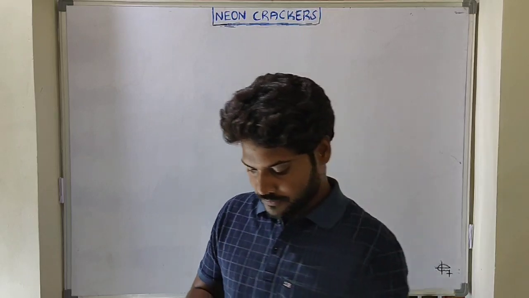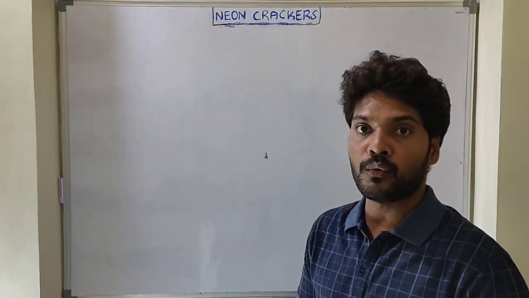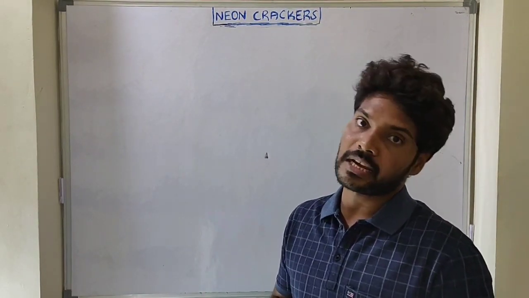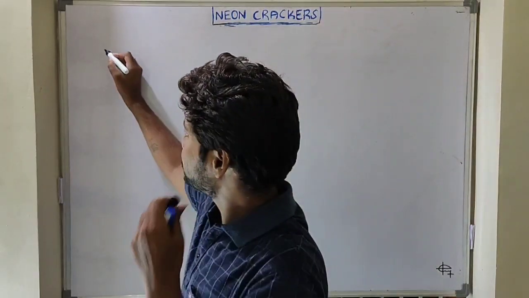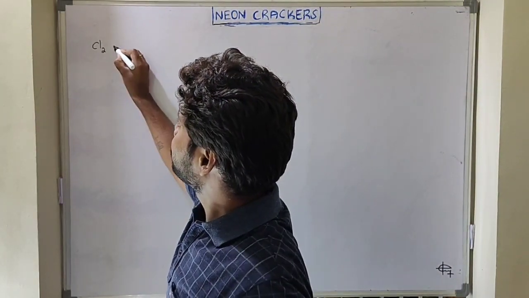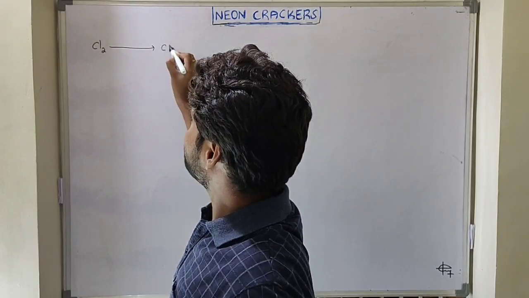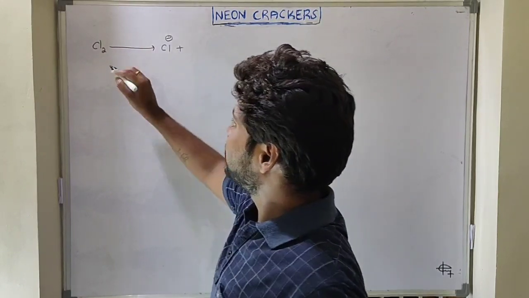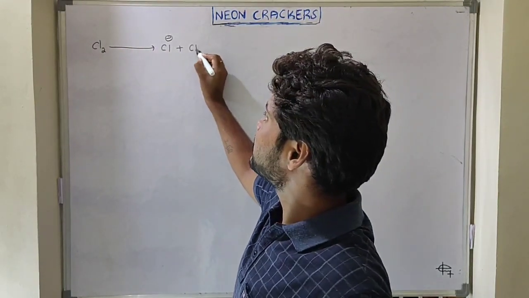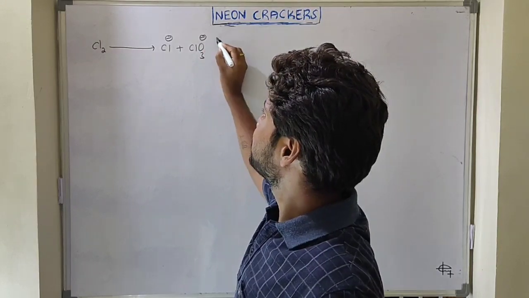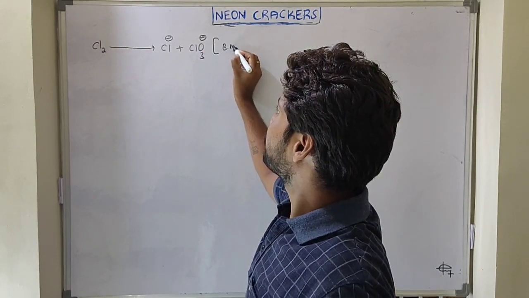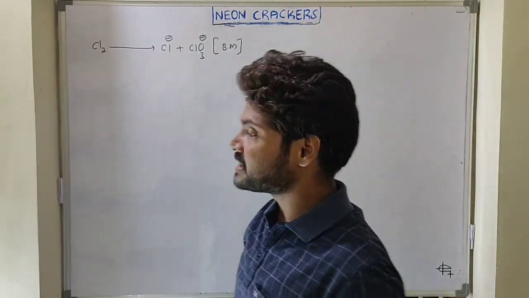So now in this video, first I am going to discuss one disproportionation reaction. Chlorine gets disproportionated, Cl2 going to Cl minus and ClO3 minus in basic medium. So balance this redox reaction in basic medium.